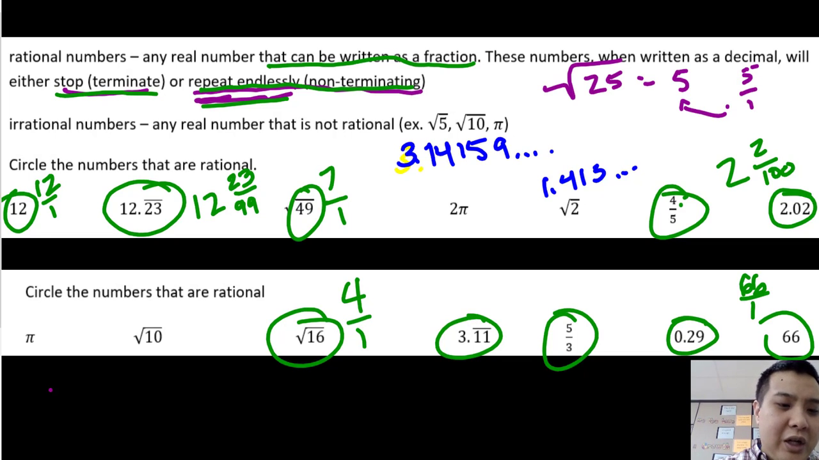The irrational ones are pi, as we talked about earlier. Pi keeps going on and on forever, but does not repeat. And the square root of imperfect squares are also irrational, so therefore they are not rational.